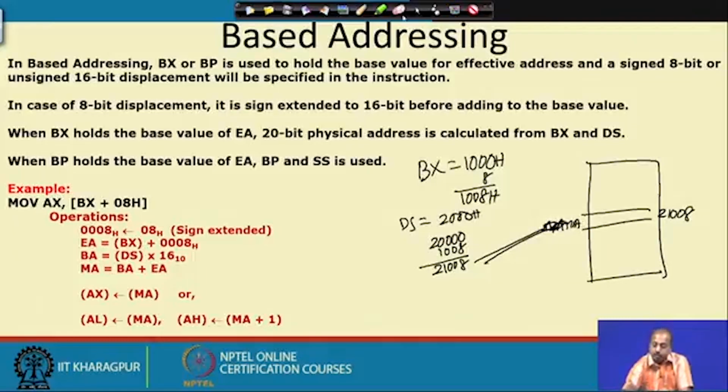So, that location's content will be accessed, and it will go into the AX register. This way you can have the based addressing mode. And instead of BX you can also use BP, but if you use BP then the stack segment register will be used. So, if I use BP instead of BX, the modification is that instead of DS it will be SS, the stack segment register.